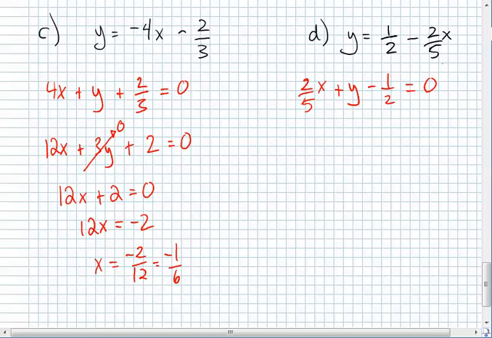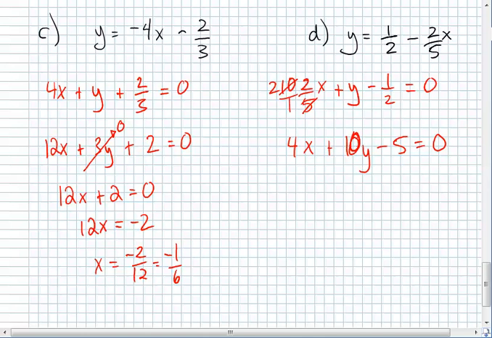And now I want to get rid of my fractions, so multiply by the LCD, which is 10. Okay, so when I multiply by 10, I do the division first. So 10 divided by 5 is 2. 2 times 2 is 4. And then times x is 4x. Okay, 10 times y is 10y. That should be a 10. And then 1/2 times 10, well, 10 divided by 2 is 5, times 1 is 5. And 10 times 0 is just 0. So there's this general form.